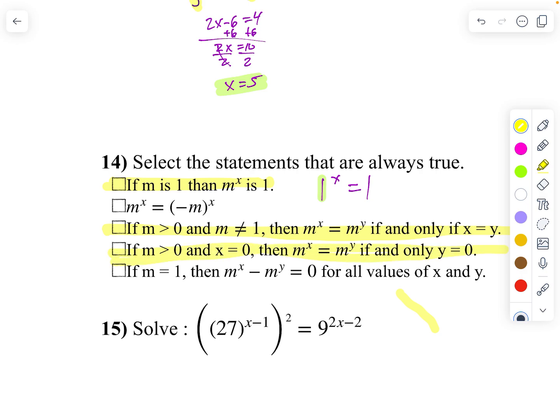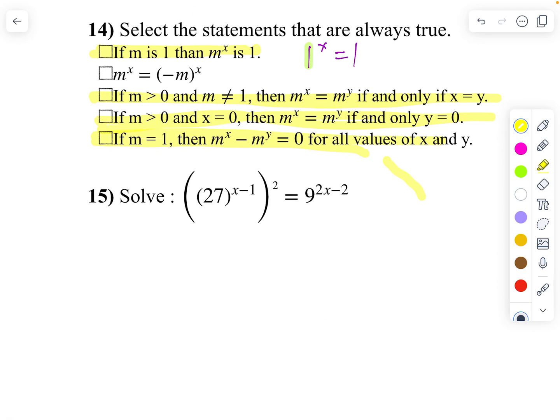Okay, how about the third one? If m is 1, then m to the x minus m to, well, we already just said 1 to anything is 1, isn't it? So 1 minus 1, that's always going to be true. So all three of those are true there, aren't they? We have 4 of the 5 are true.